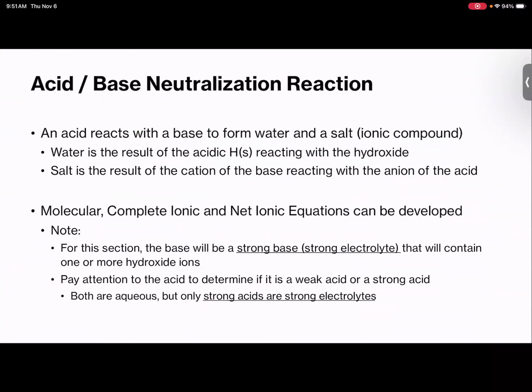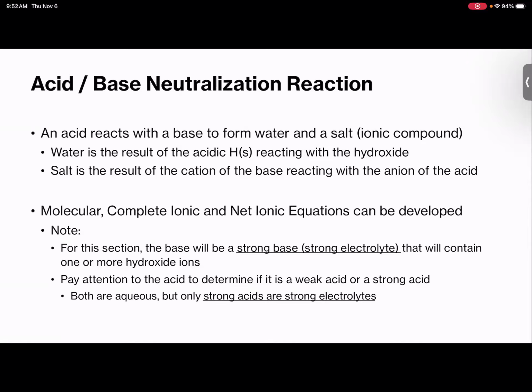Okay, so again, an acid reacts with a base to form water and a salt. The water is the result of the acidic hydrogen reacting with the hydroxide from the base. The salt is the result of the remaining cation from the base reacting with the anion of the acid.